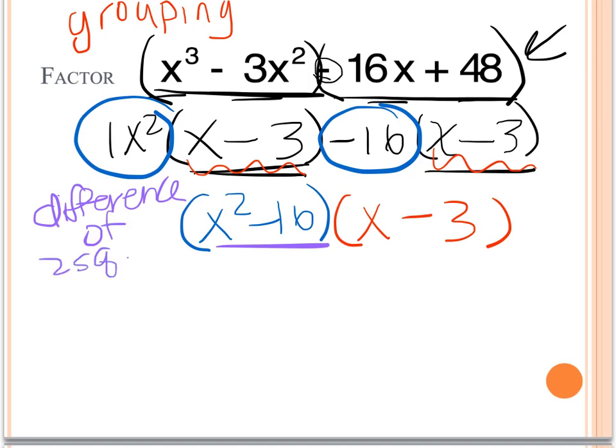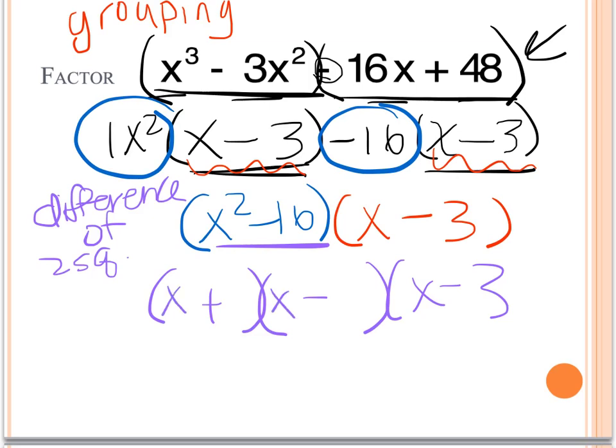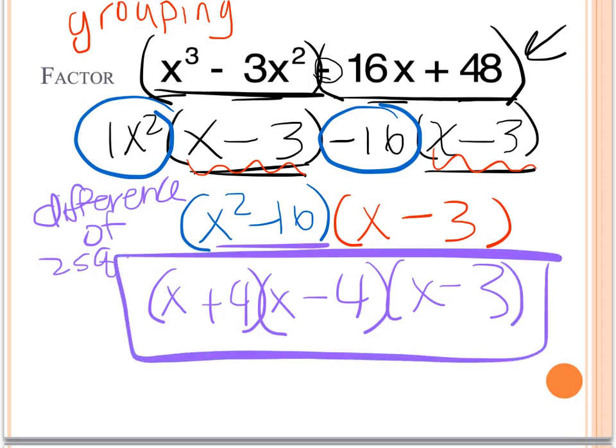Now since it's the difference of two squares, what I can do is I end up with plus or minus, and I take the square root. I take the square root of x squared and put that here. I take the square root of 16 and put that here, and now I've just factored it completely. And if you aren't comfortable with that, again, remember we can go back to the negative 16 and 0 like we did before and factor it that way. Either way is completely fine. So you try the next.